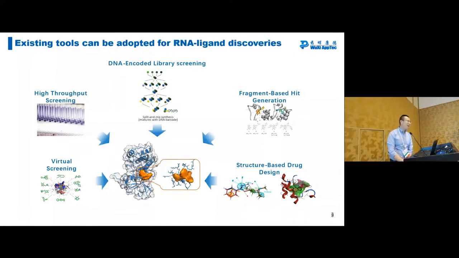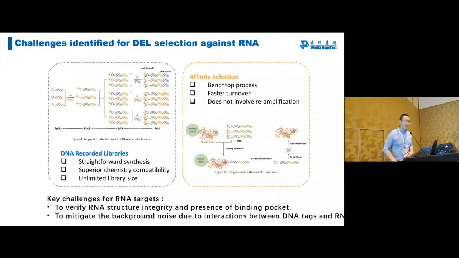We believe that DEL technology has its own advantages for identifying RNA small molecule ligands, because by nature, DEL is an affinity-based method, and it is relatively straightforward to set up the screening conditions. Also, generally, it has faster turnaround time for the assay result.